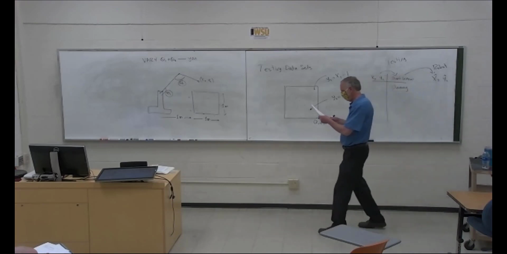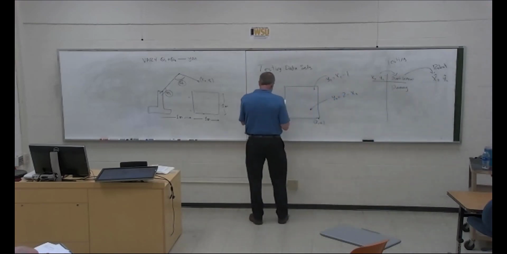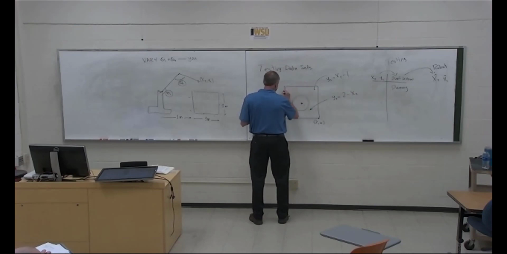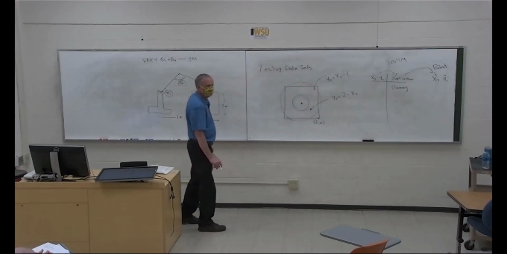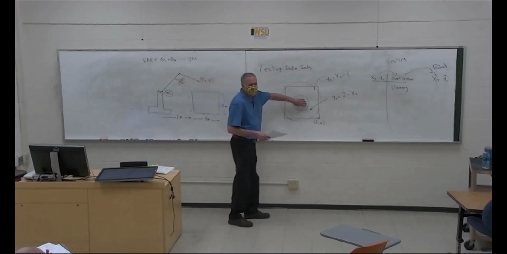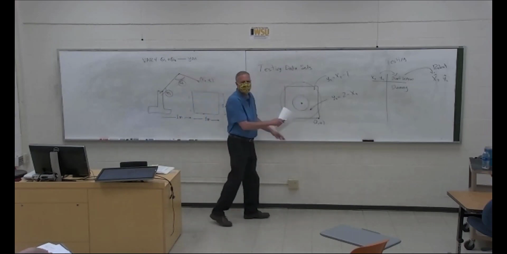And then the other testing data set are two circles centered at 1.5, 1.5, 0.5 up, 1.5 over. And one of these is a little circle, and then another one is a big circle. And you can see why we're doing that. We want to see, well, how well does it do in the middle of the domain? How well does it do at the edges?